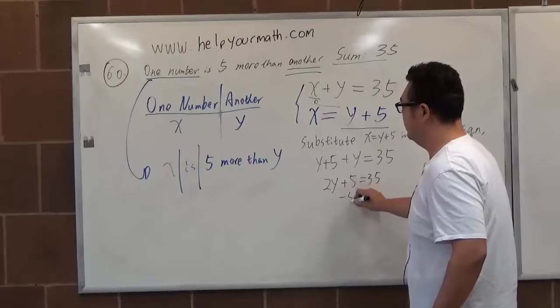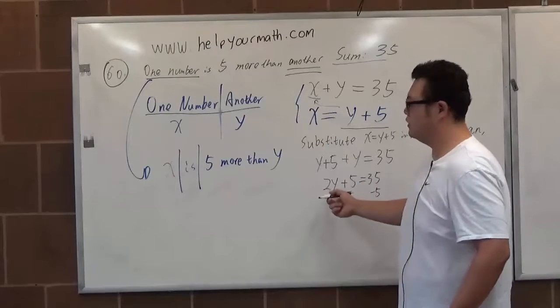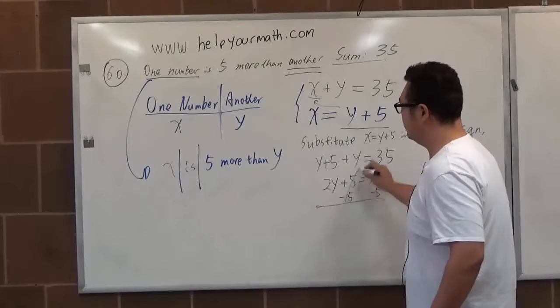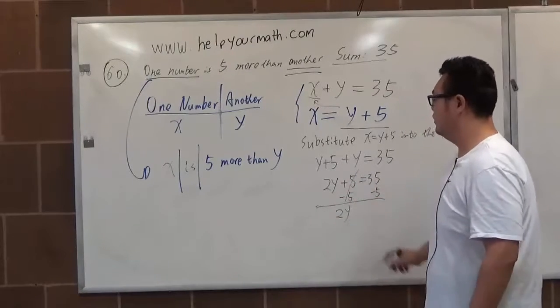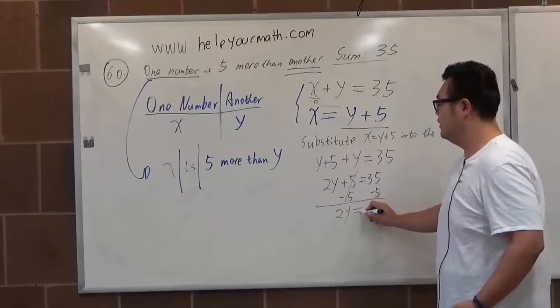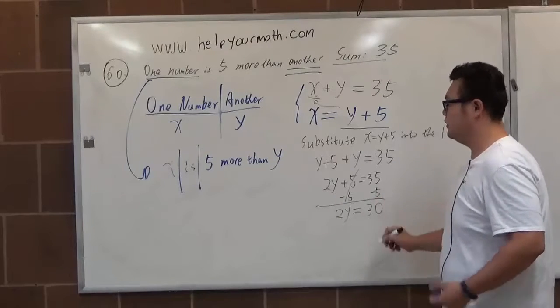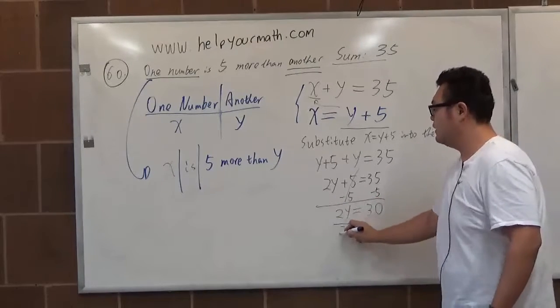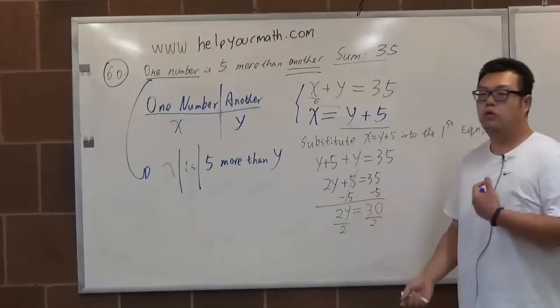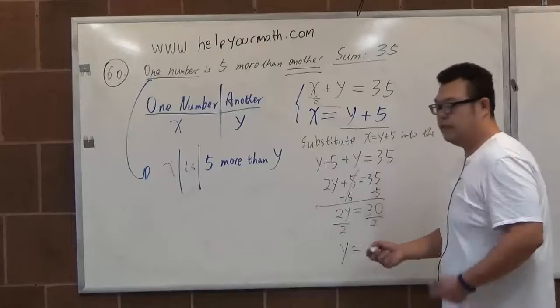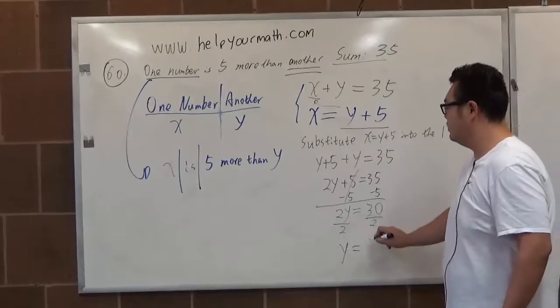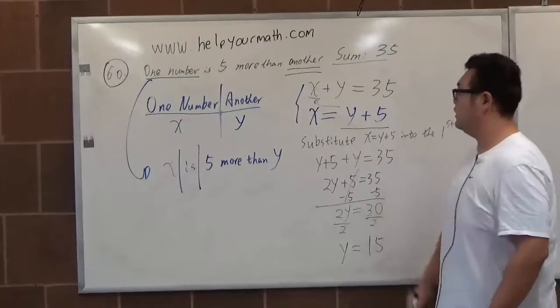Then take the 5 to the right side, because on the left we want only the variable y with its coefficient, and on the right side we have a number. Therefore, when we divide by the coefficient 2, we get y itself. In this case, 30 divided by 2 is 15.